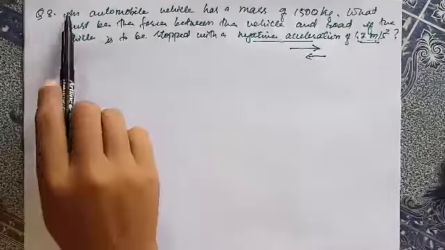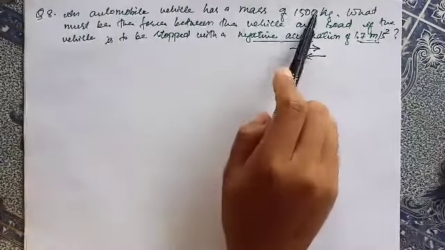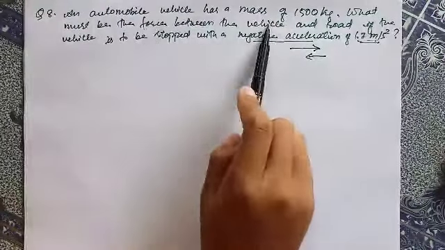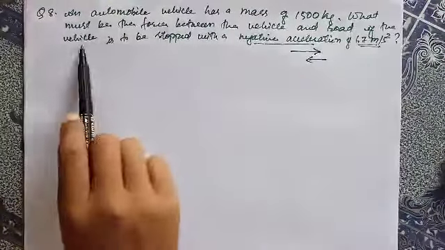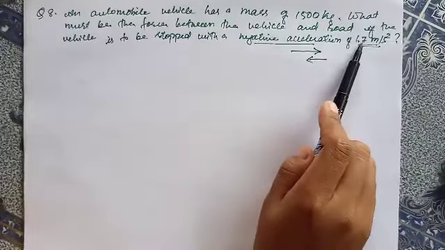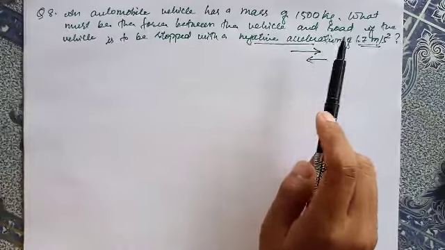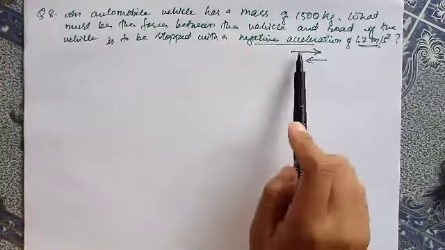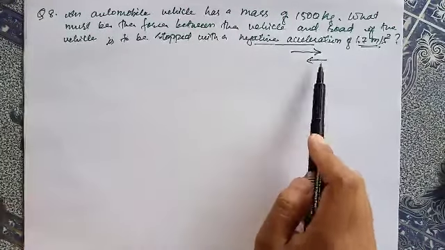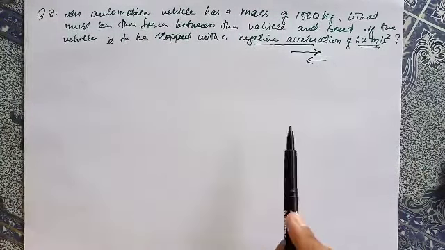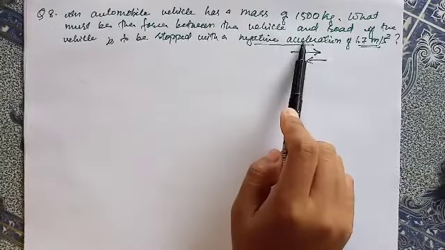Question number 8. An automobile vehicle has a mass of 1500 kg. What must be the force between the vehicle and the road if the vehicle is to be stopped with a negative acceleration of 1.7 meter per second square? Here the acceleration is negative because the vehicle moves on the road in this direction and the road offers the frictional force in the opposite direction. That is why it is negative acceleration.